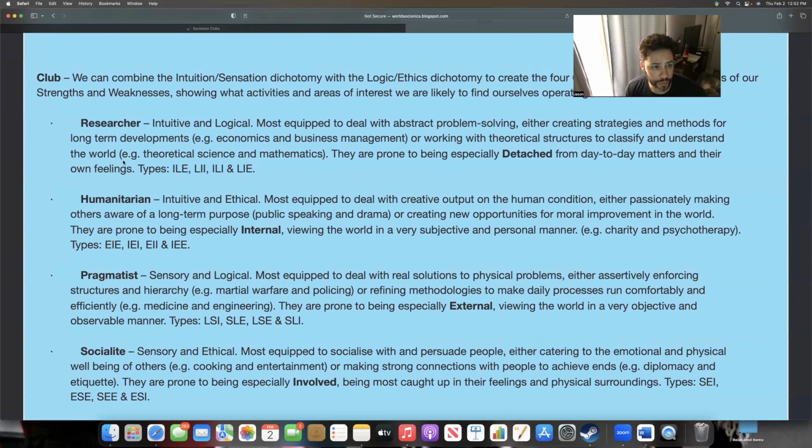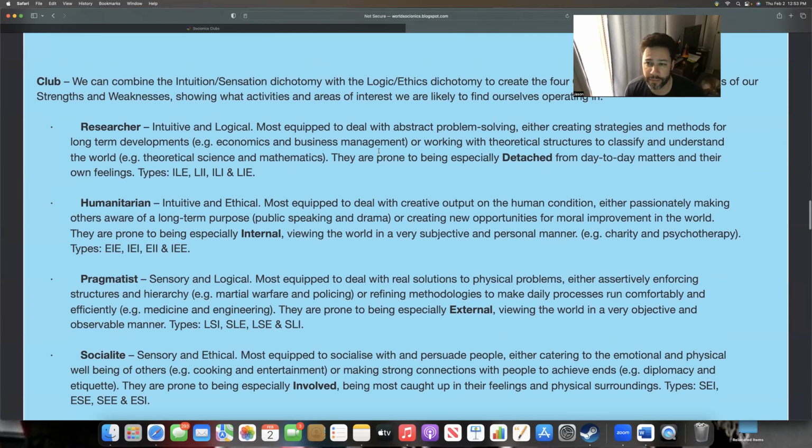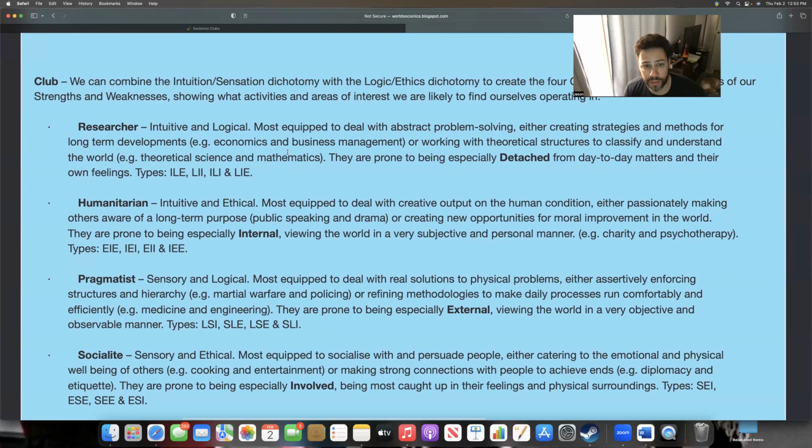So here we have the researchers. This would be your NTs, or essentially in Socionics language, your intuitive logical types, which you see right here, or it could be the reverse, logical intuitive. It's a combination of intuition and logic, and it has the four types that are listed here. These types are known mostly for being your typical classic nerds in the most basic language, right? They're very interested in abstract ideas, problem solving, as it says here, creative strategies, long-term developments of economics and business.